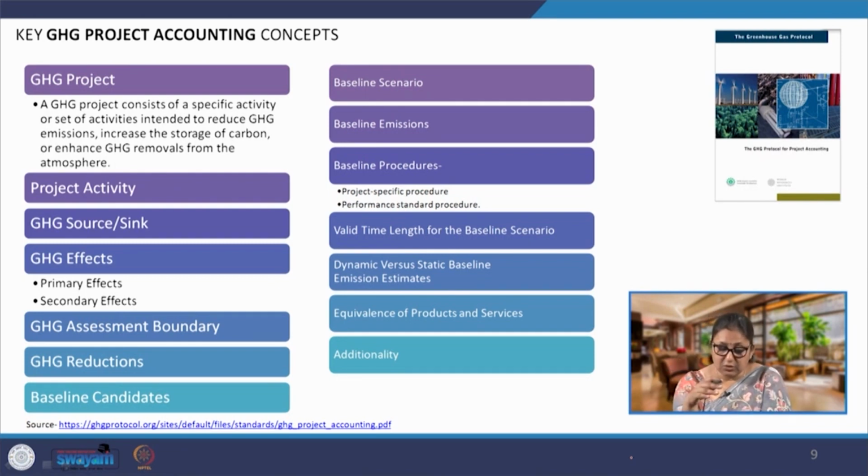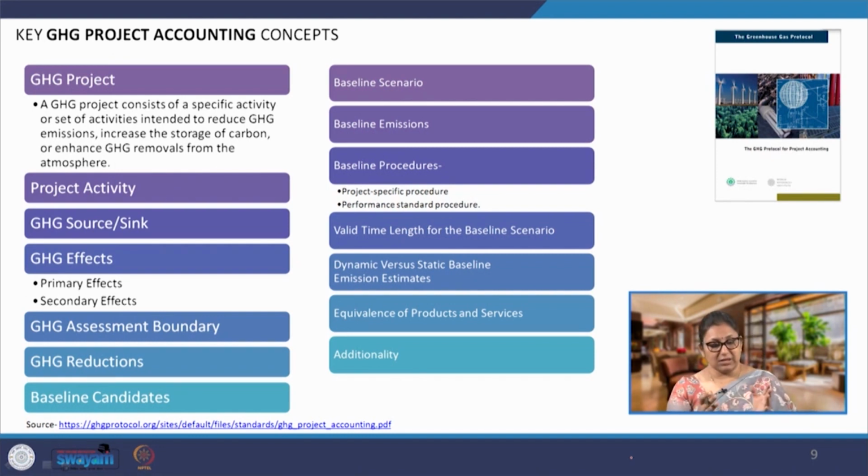Then we also have to look at dynamic versus static baseline emission estimates. Sometimes we can just have a static baseline and have a validity of time for this baseline scenario to remain valid. Else we can have dynamic baselines, where for every year the previous 5-year average, or the previous 10-year average, will serve as the baseline for this year's reduction. That is also a possibility.